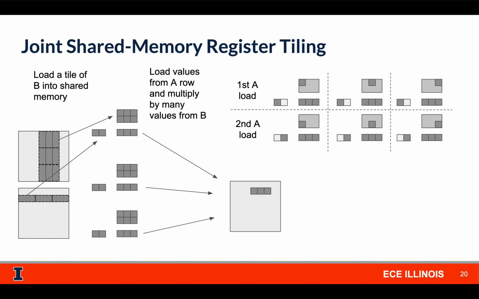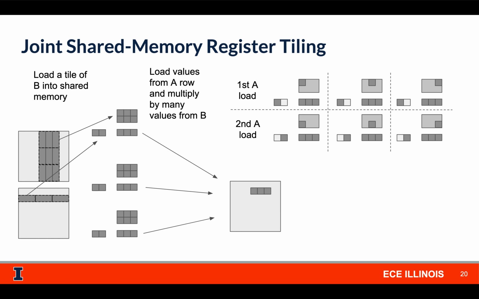So first we're going to load one value from A, and we're going to reuse it 3 times for the first row of the shared memory of B, and then we're going to load the second value from A and use it for the next row in the shared memory of B. So every thread in this thread block gets to reuse those values from B through shared memory, but they get to reuse their values in the A register as well by using multiple values from the B shared memory to produce multiple outputs in C.